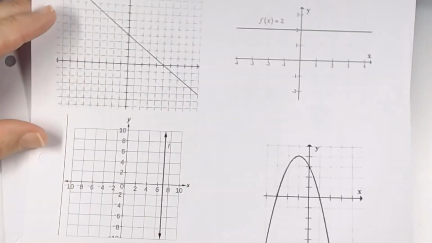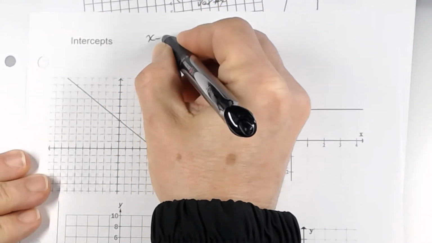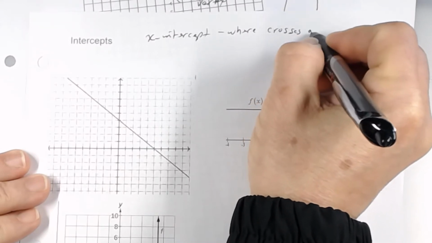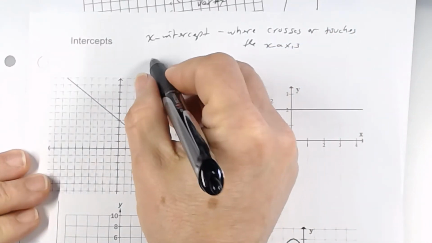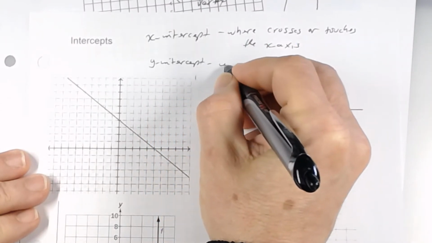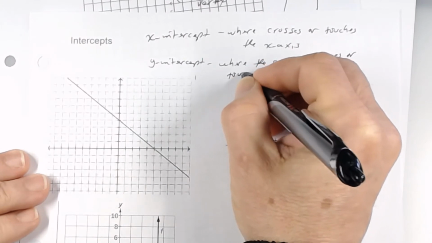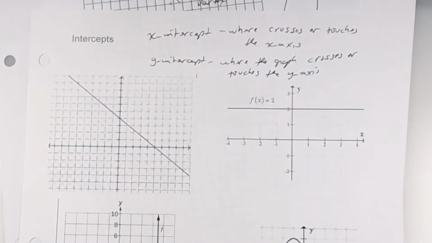All right. Now I'm going to pass out a sheet of paper with some graphs on it. You're given some graphs, and you're just asked to determine what the intercepts are. So remember, the x-intercept is where the graph crosses or touches the x-axis. The y-intercept, that's where the graph crosses or touches which axis? The y-axis. So the x-intercept is where the graph crosses or touches the x-axis. The y-intercept is where it touches or crosses the y-axis.